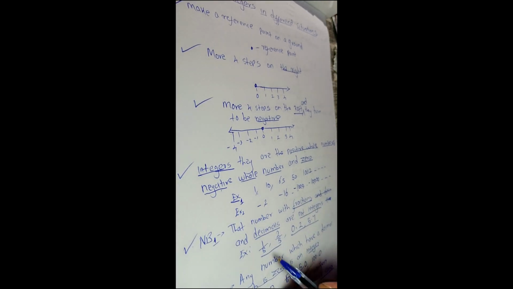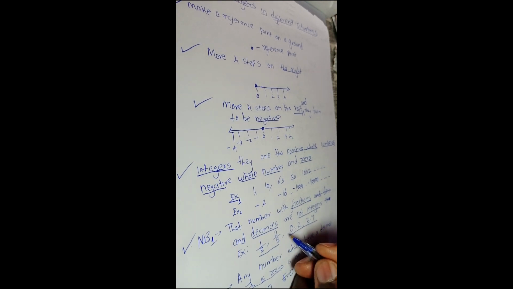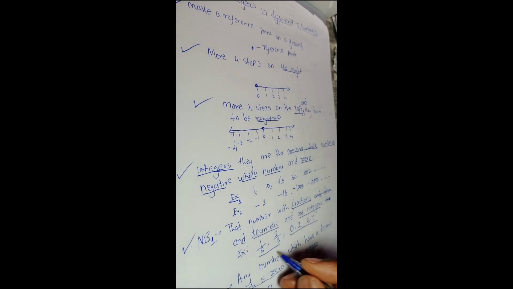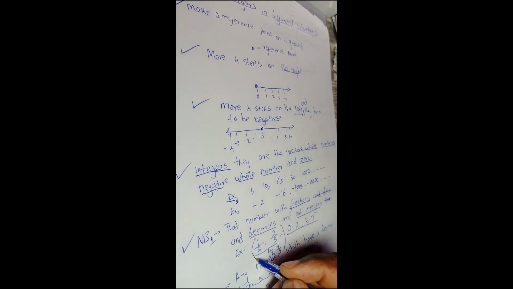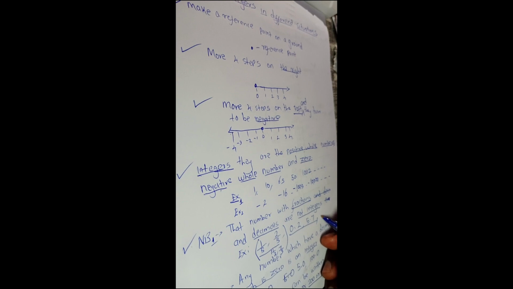So an example is 1 over 5, 2 over 5. You can add as many fractions as you can, even the improper fractions like 1 and 1 over 2, 7 over 5. They are not integers as long as they have a fraction. Also, a number which has a decimal, like 0.2, 5.7, even those which have more than one decimal place, 5.235, they are not integers.